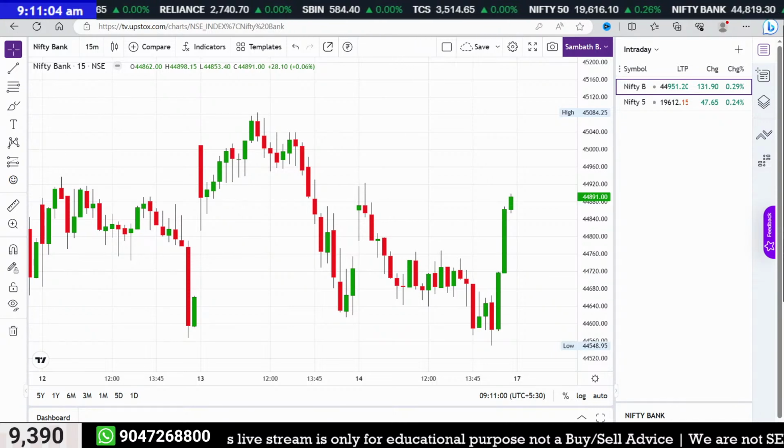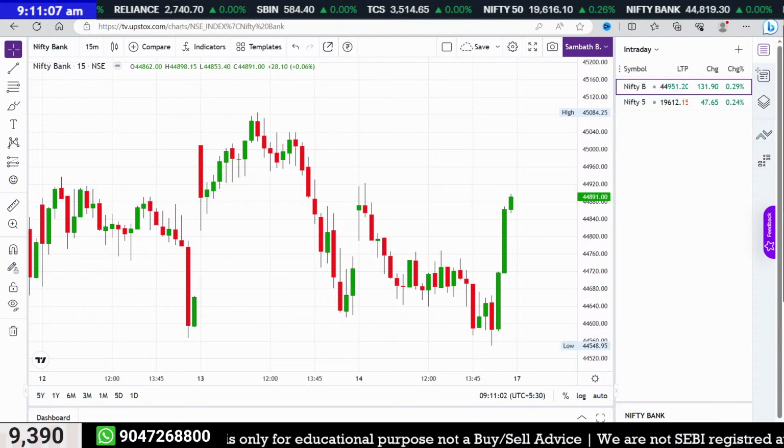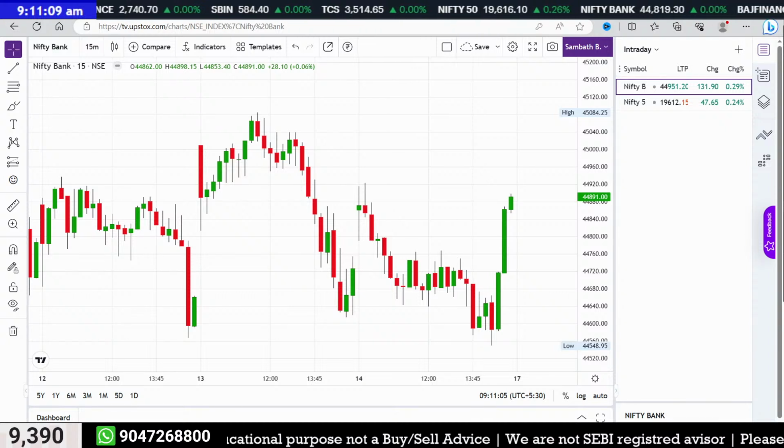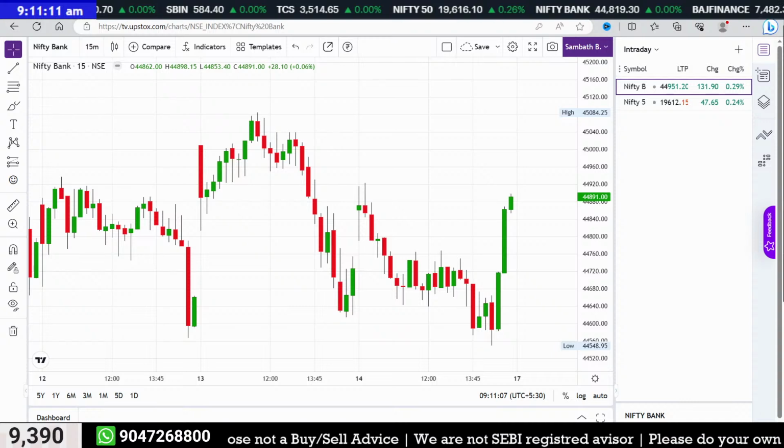Today the market is going to start slightly positive. Nifty is up around 47 points and Bank Nifty is up almost 131 points.